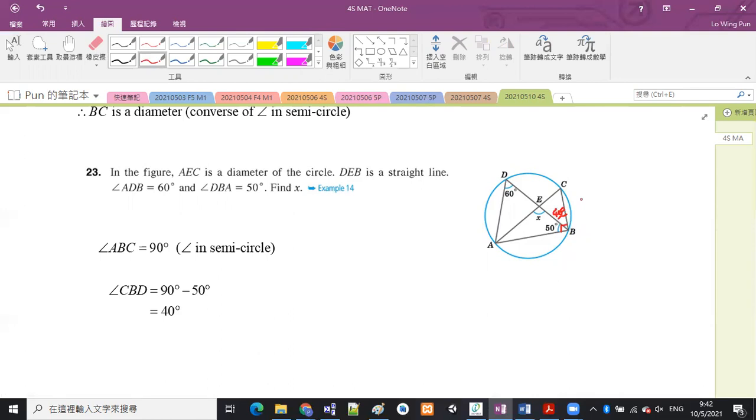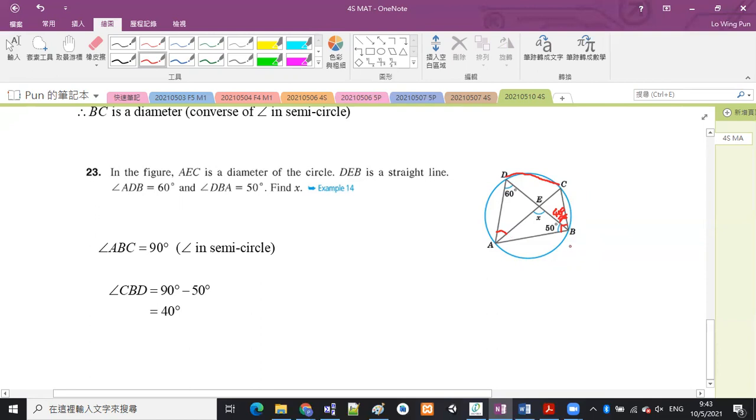40 degrees is looking at the arc DC. You can see this. 40 degrees is looking at this arc DC. Then there is another angle at circumference, also looking at the arc DC. Can you see that angle dot AC? Dot AC is also looking at the same arc here.